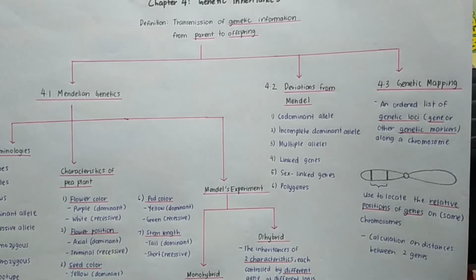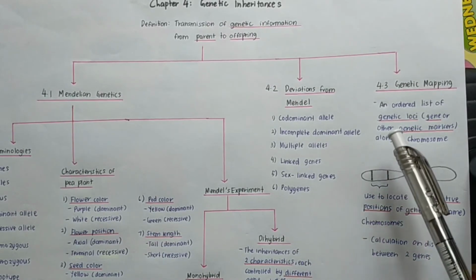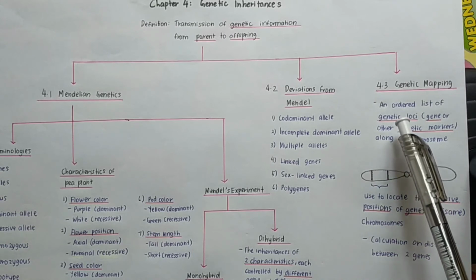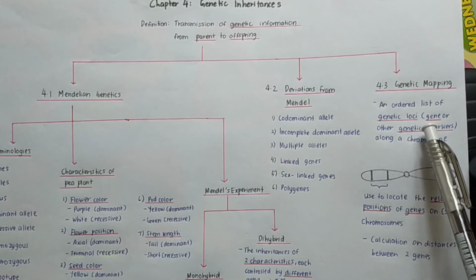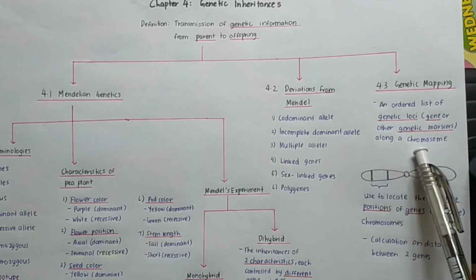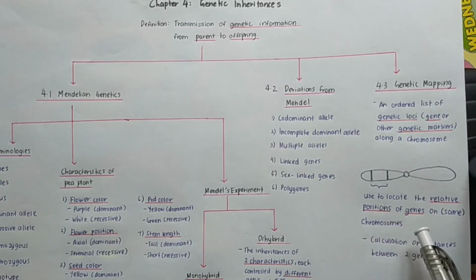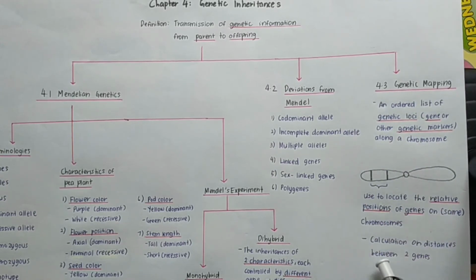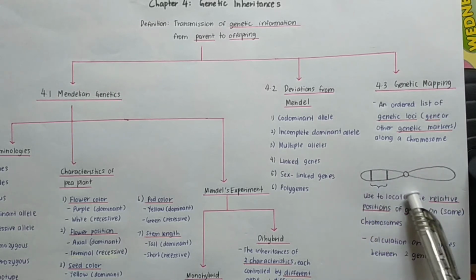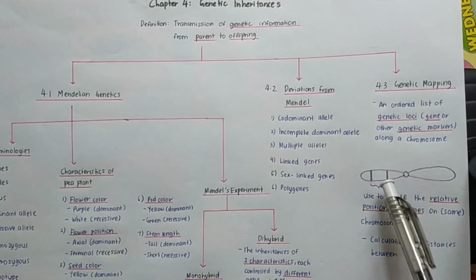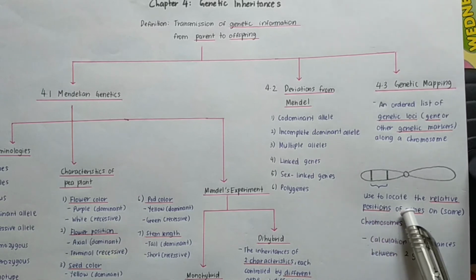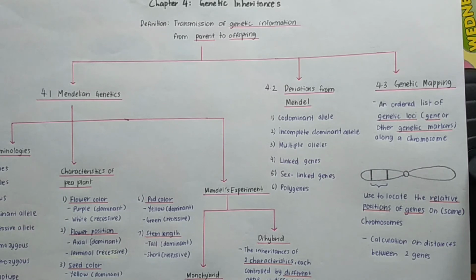And then the last subtopic, subtopic 4.3, is about genetic mapping. For genetic mapping, you have to know what genetic mapping is. It is an ordered list of genetic loci, which are genes or other genetic markers along a chromosome. Usually, for genetic mapping, you have to calculate the distance between two genes. Let's say this is the chromosome here, and here is the first gene, and right here is the second gene. Genetic mapping is used to locate the relative position of genes on the same chromosome. How to calculate, nanti kita akan discuss dalam subtopic 4.3.